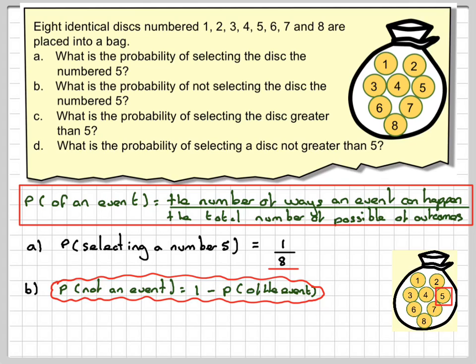So in this case, the probability of not selecting a number 5 is going to be 1 minus our answer to part A, which is 1/8, and 1 minus 1/8 is 7/8. So that's 7 out of 8 ways you do not get a number 5. Of course, we could have just added up the numbers, but this technique is used quite a lot in probability questions.